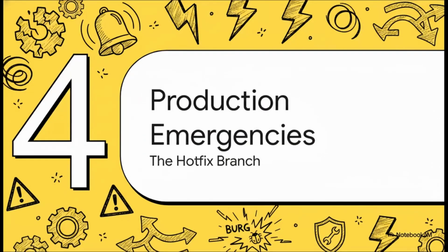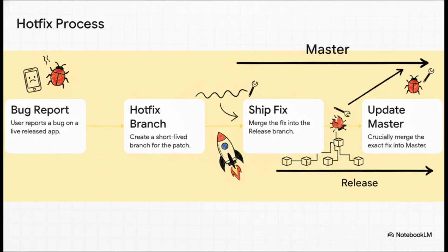Which leads us perfectly into section 4, handling production emergencies, the hotfix branch. Because let's be real, what happens when your pager goes off at 3 a.m. because of a critical, catastrophic bug on the live app? That is exactly where the hotfix branch saves the day.